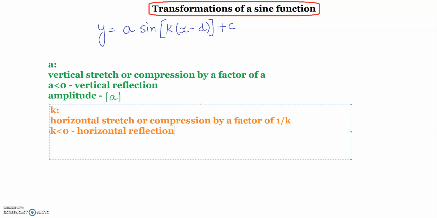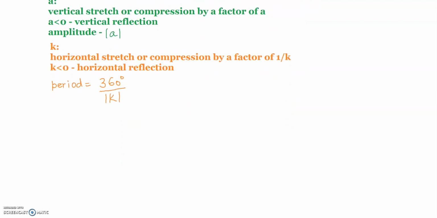And in order to find out the period, we have the equation, which is equal to 360 degrees over the absolute value of k. Now, the third transformation, we have it for d, which is a phase shift.